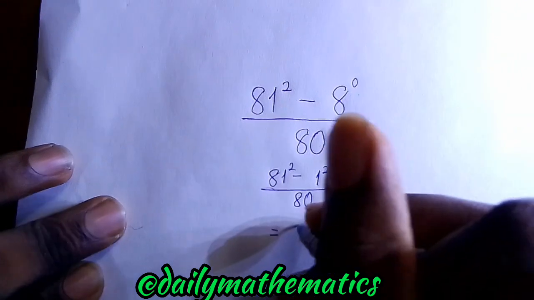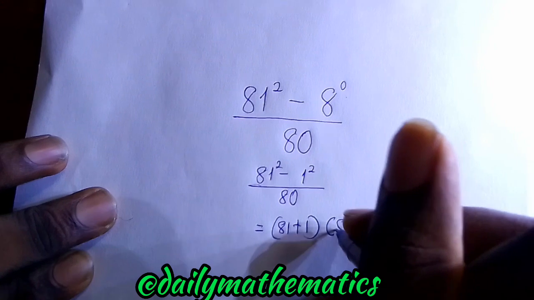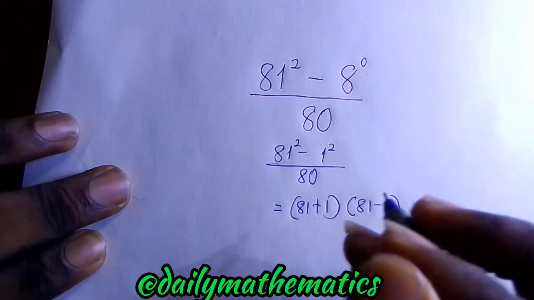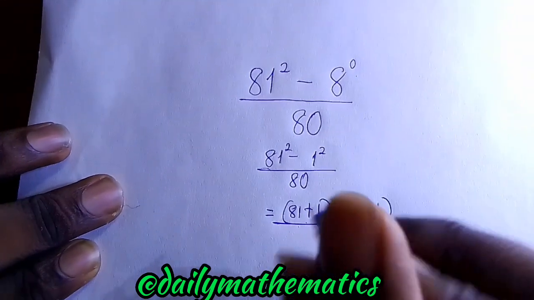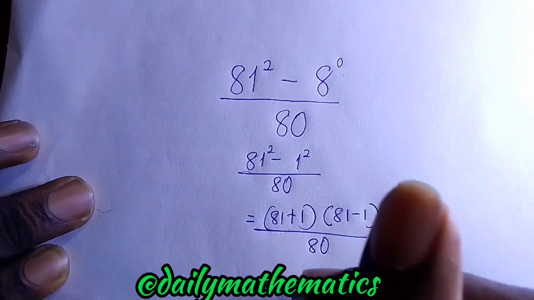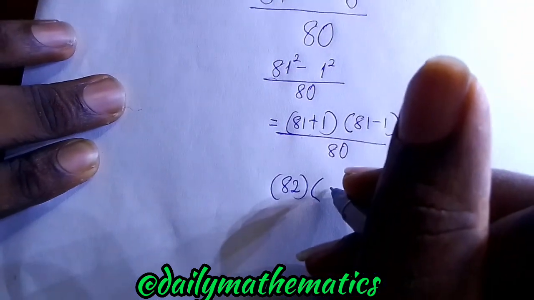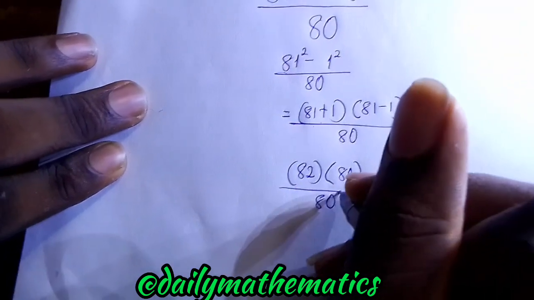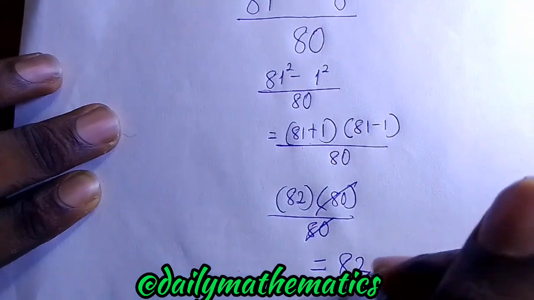Difference of two squares, that will be 81 plus 1, bracket, 81 minus 1. You are doing the difference of two squares, plus and minus of the two squares, over 80. So 81 plus 1 gives us 82, and 81 minus 1 gives us 80, over our 80 here. Then 80 cancels 80. Our answer is 82.